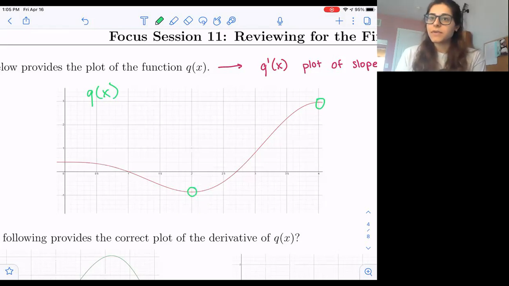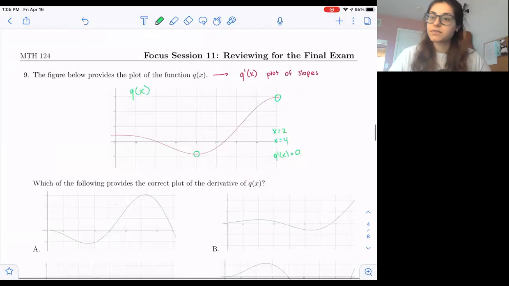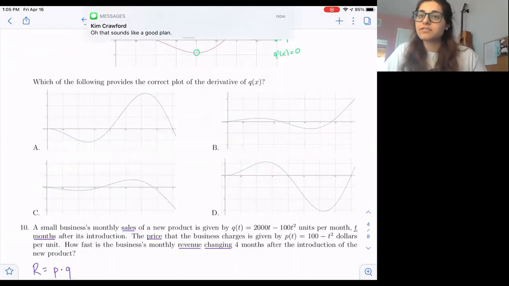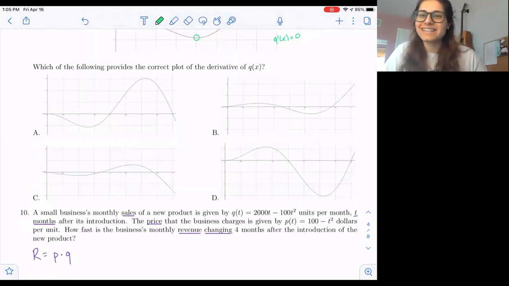So all we need from that information is that at x equals 2 and x equals 4, we know Q prime of x equals 0. When we have minimums or maximums, we have critical points. That tells us the derivative is equal to 0. So when I look at derivative graphs, I want to see where the graph crosses the x-axis. That's when it's equal to 0, and that will probably be the derivative graph. At least it's one step in the right direction.